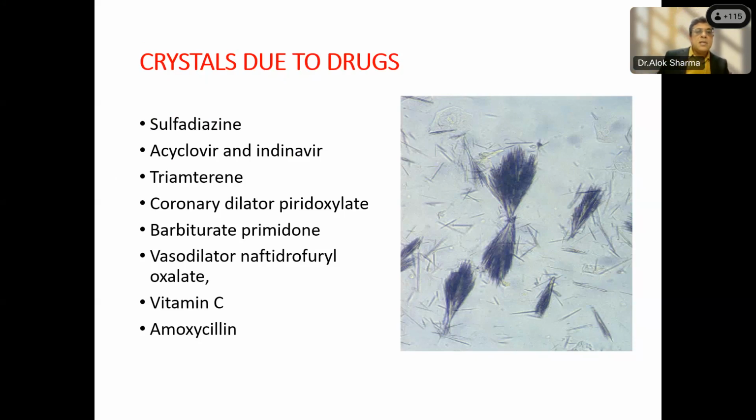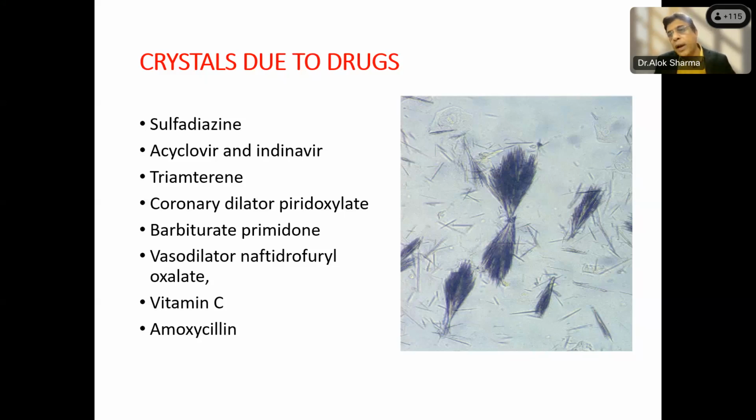Amongst these crystals, the one which I have shown you as an example in this picture is a sulfadiazine crystal. It's very common. Sulfadiazine is a very common component of a lot of drugs and antibiotics given to patients. The crystals have a broom-like appearance: fine thin needles that aggregate themselves in the form of a broom. So this is sulfadiazine. Similarly, a lot of drugs like acyclovir, indinavir, triamterene, I'm not showing you the pictures here, but a lot of these drugs can also give rise to their corresponding crystals in the urine.